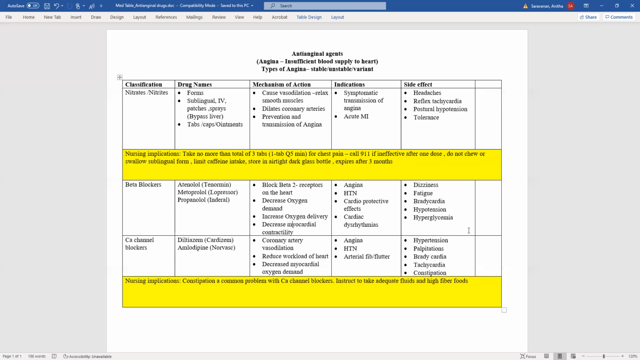You need to teach them to keep it below the tongue and then limit caffeine intake because of the risk for tachycardia, hypotension, and also keep the medication in a dark glass bottle. Usually these expire, so they make sure they keep updating the prescription and keep it filled and keep it ready, particularly after having an episode of MI.